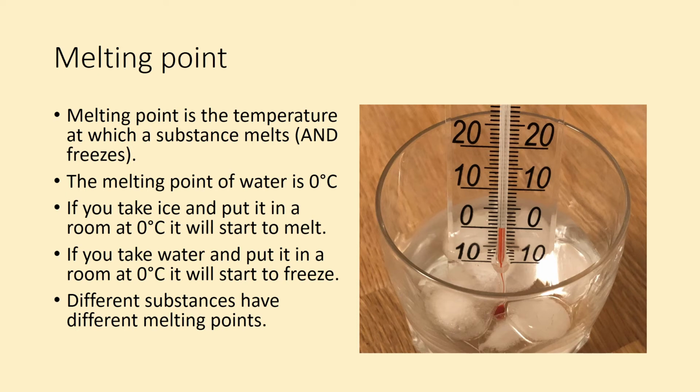Because if you take ice and put it in a room at 0, the ice is going to absorb energy from the environment, and that's going to make the particles move faster and the ice will melt. Whereas if you take water and put it in a room at 0 degrees C, the water will start to transfer energy to the environment and its particles will have less energy, so they'll start to move around less and eventually arrange themselves into a solid.